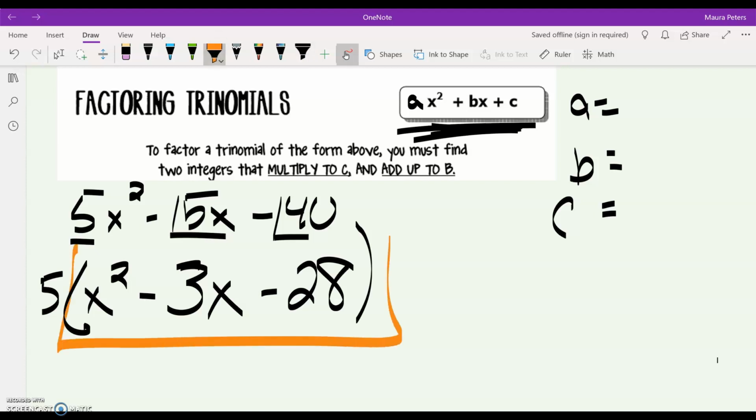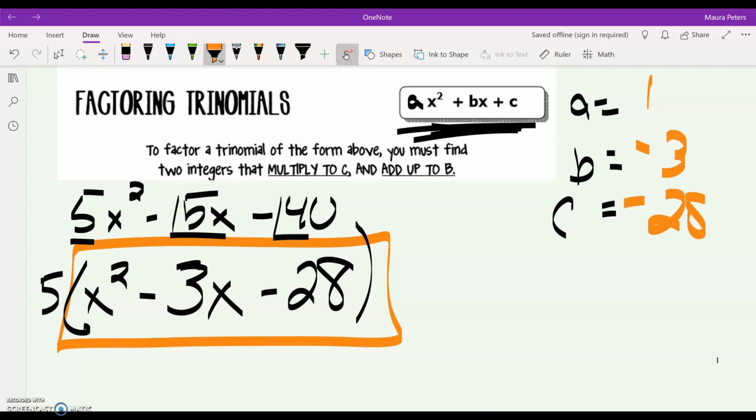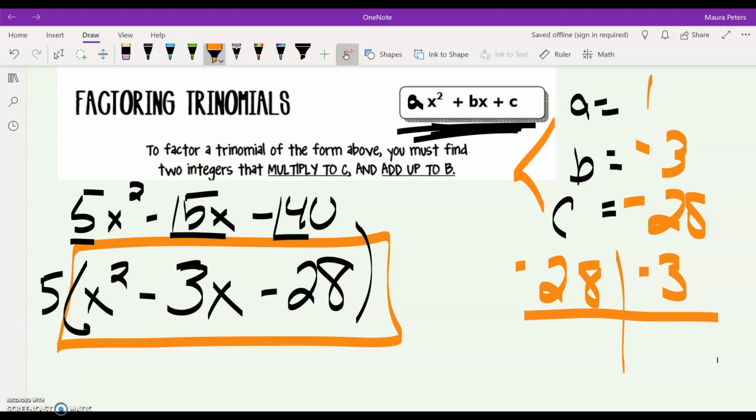And now what I'm going to look at is this piece. Again, we're not done just by taking out the greatest common factor. Now we have to factor this the way we've been talking about today. A is 1 here, B is negative 3, and C is negative 28. So now I need two numbers that multiply to negative 28 but add to negative 3. What could those be? Well, I've been doing this for quite some time. So negative 7 and 4. Okay, negative 7 times 4 is negative 28. That works. And negative 7 plus 4 is negative 3.